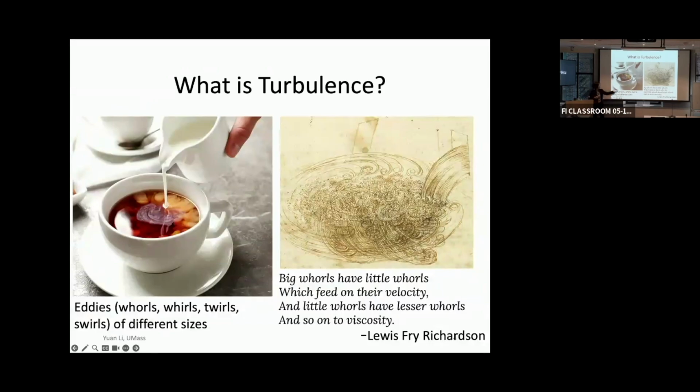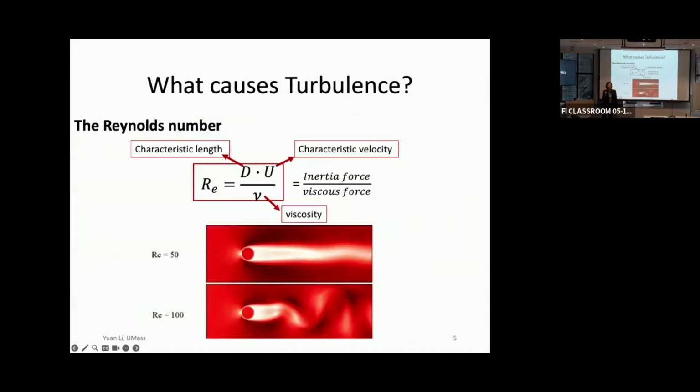And as is described in this beautiful poem, big whirls have little whirls that feed on their velocity, and little whirls have lesser whirls, and so on to viscosity. And unfortunately, we still do not have a full mathematical description of turbulence, which is why we're still studying it. But we have done a lot of experiments so that we understand when turbulence can develop.